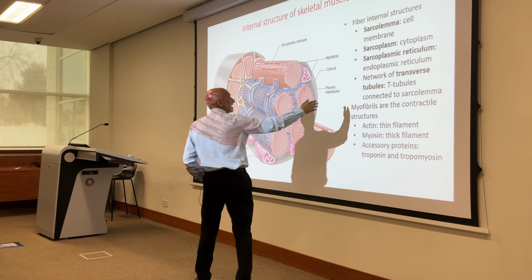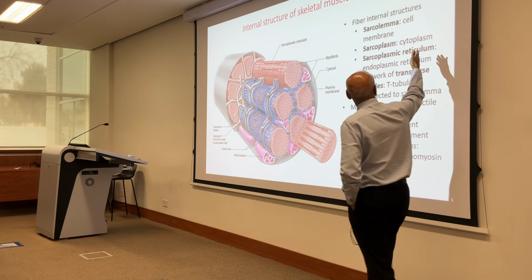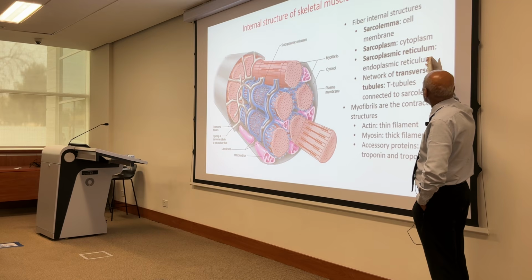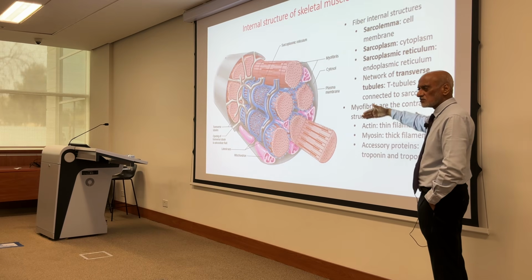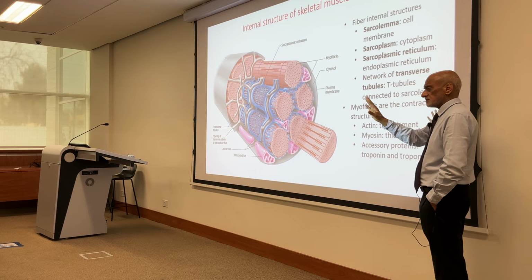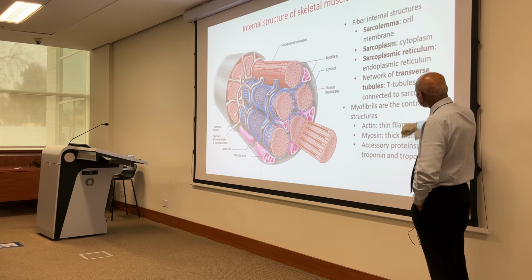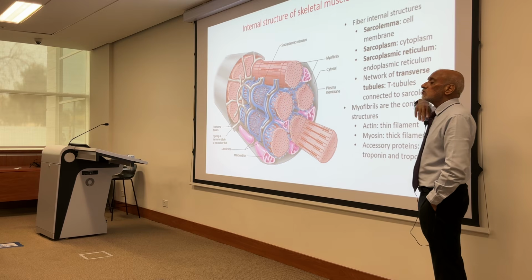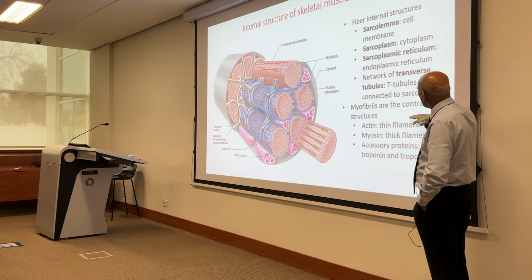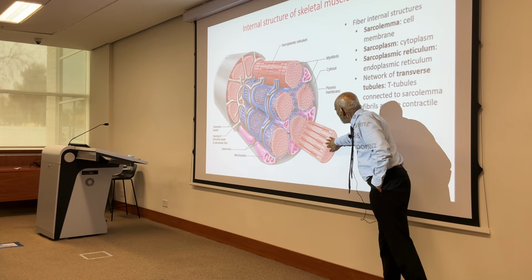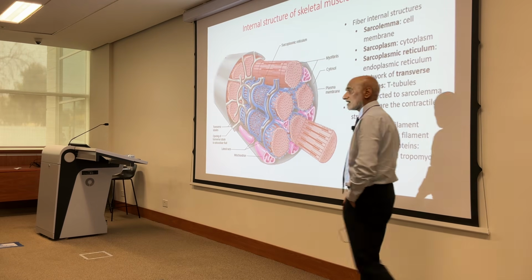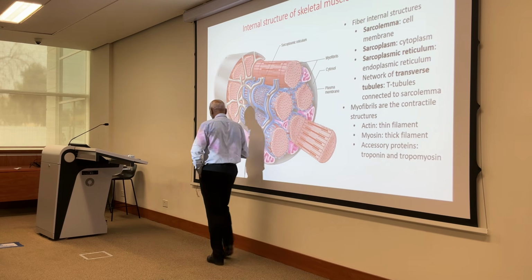Okay? So I put a blurb. Sarcoplasm would be the cytoplasm. Sarcoplasmic reticulum is like the endoplasmic reticulum, but it just does one major function. It stores calcium. The T-tubule would be the invagination, if you want, of the sarcolemma. The myofibrils, those are these little things, would be the actin and the myosin filaments, which I'll come to now. Okay?